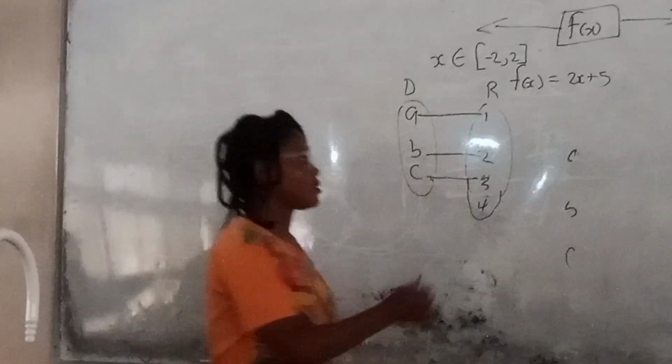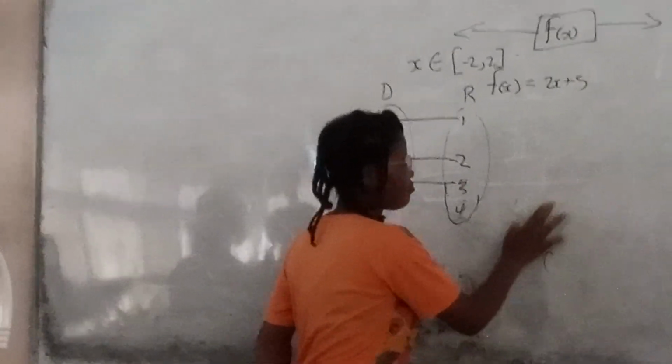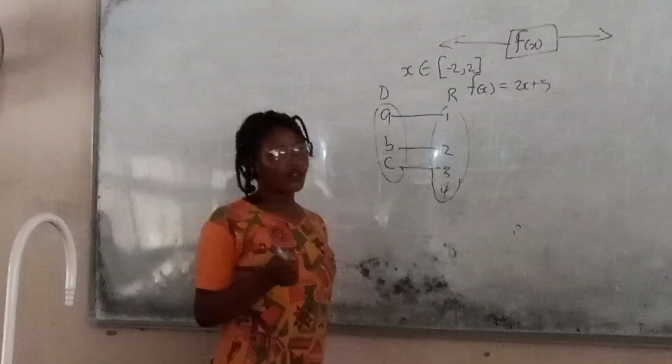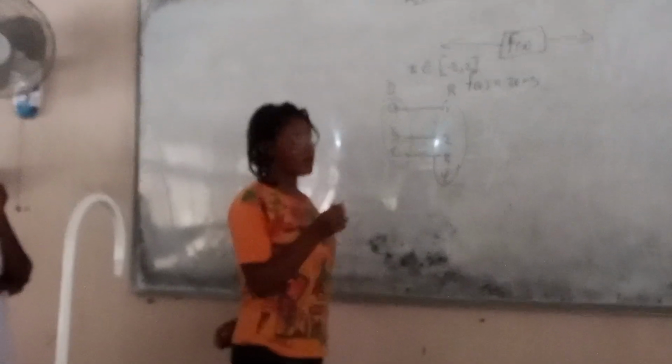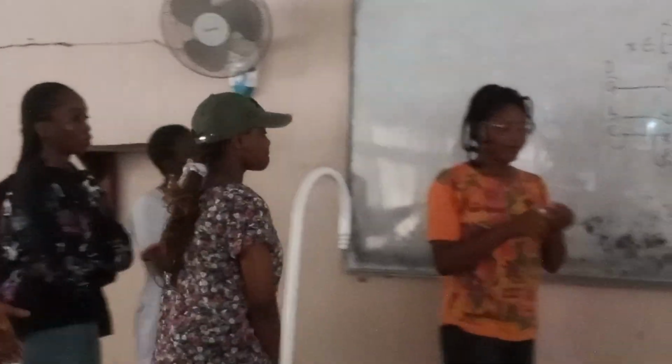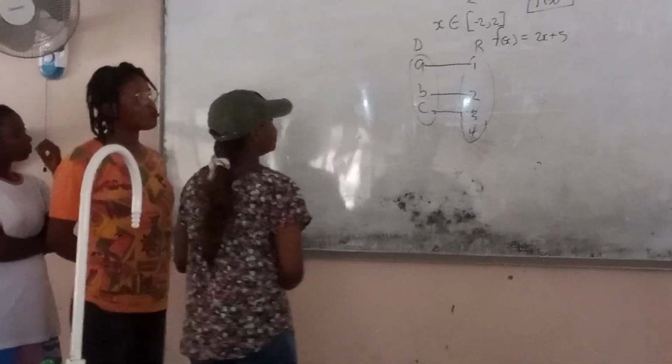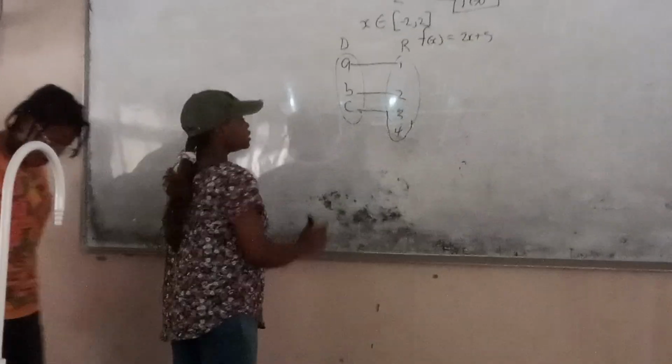So let's enter the surjective mapping. If all the domain values are mapped at once to the range, then it is an injective mapping. Do you agree to what she said? Yes, you? Go there and tell me. If all the domain values are mapped at once to the range, that's an injective mapping.